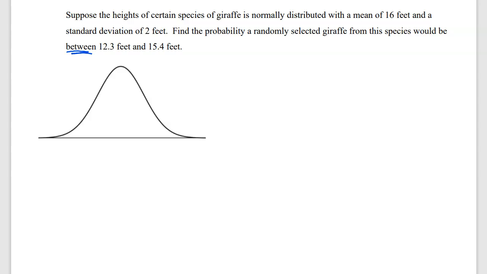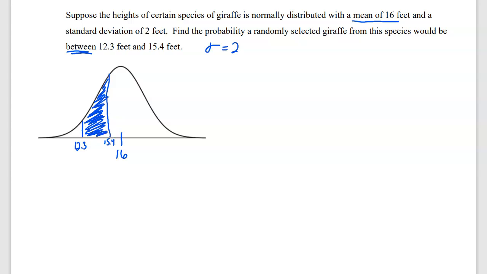So in this example, suppose the heights of certain species of giraffe is normally distributed with a mean of 16. So I'm going to go ahead and put 16 here. And a standard deviation of 2 feet. So our standard deviation is 2. Find the probability a randomly selected giraffe from this species would be between 12.3, so I'm going to draw a line here, 12.3, and 15.4 feet. 15.4 feet. And we want in between.